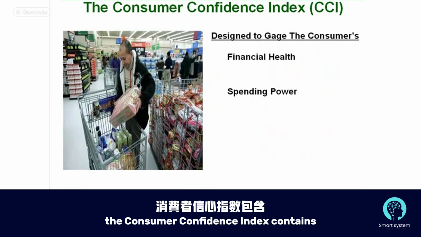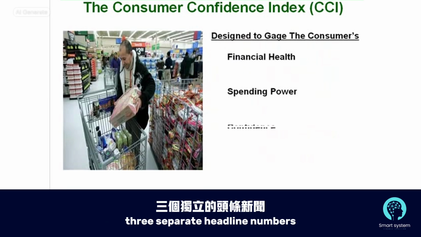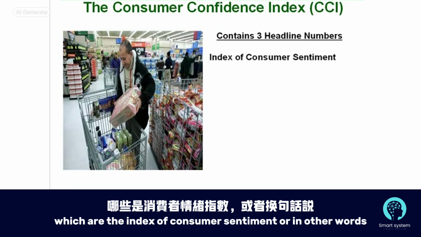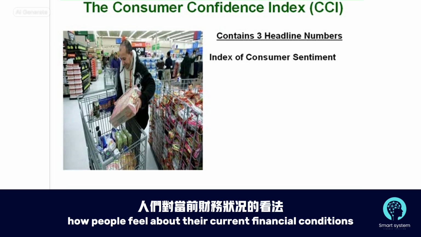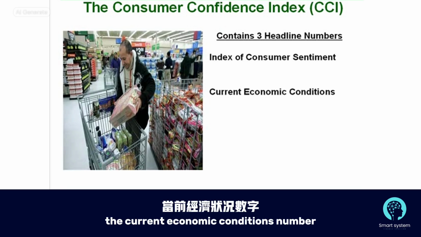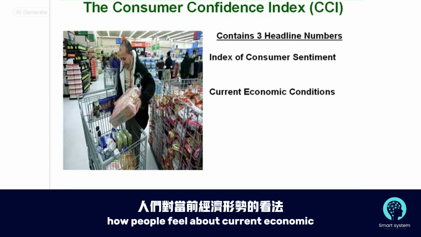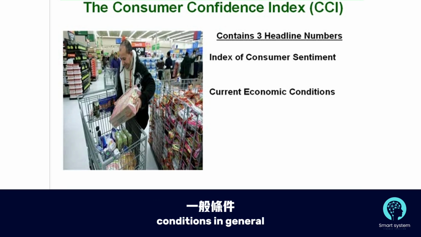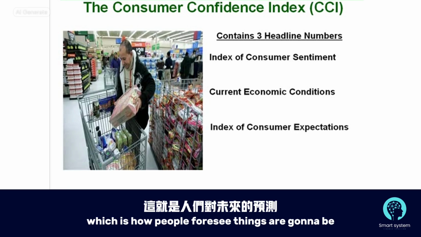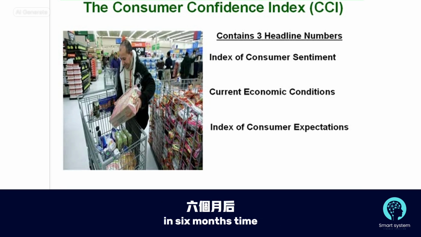The Consumer Confidence Index contains 3 separate headline numbers, which are the index of consumer sentiment, or in other words, how people feel about their current financial conditions, the current economic conditions number, how people feel about current economic conditions in general, and then number 3 here, the index of consumer expectations, which is how people foresee things are gonna be in 6 months' time.